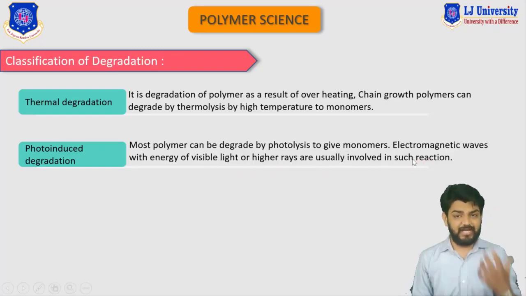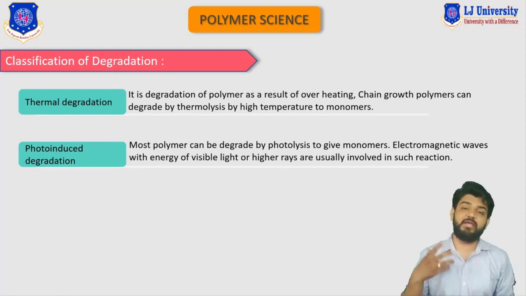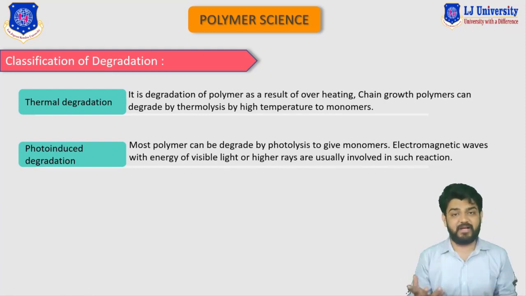The electromagnetic waves of different spectra, whether visible rays, infrared, or even gamma rays, all affect polymers in one way or another. This is why our polymer starts to decay or decompose. This kind of reaction we refer to as the photo-induced degradation of polymers.